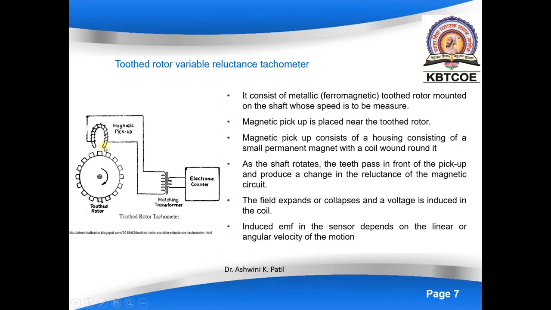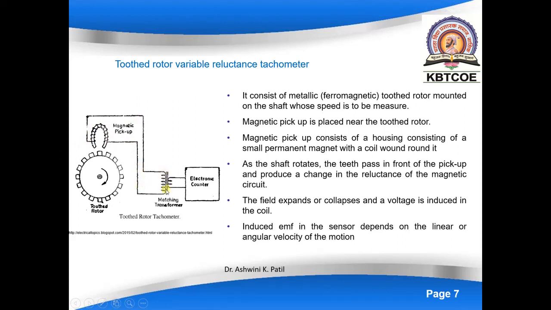As the air gap between the tooth and the magnetic pickup changes, when a tooth comes in front of the magnetic pickup, there is less air gap, and when a gap comes in front of the magnetic pickup, there is more air gap, and the reluctance varies, so a number of pulses are generated. The field expands or collapses, and a voltage is induced in the coil.